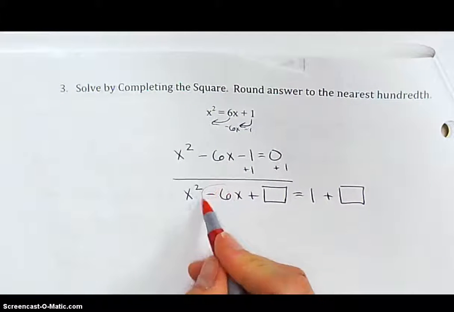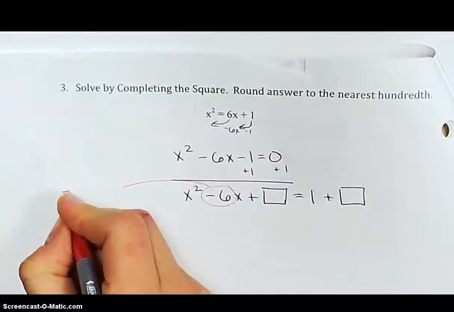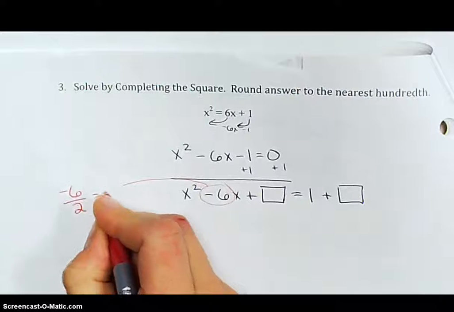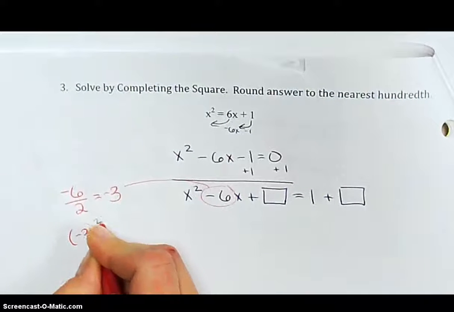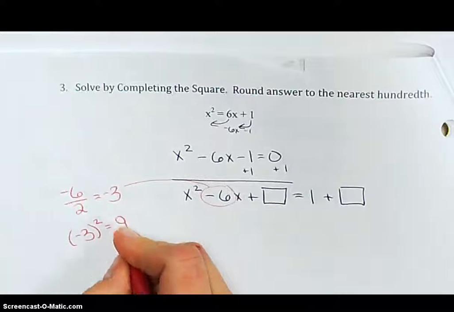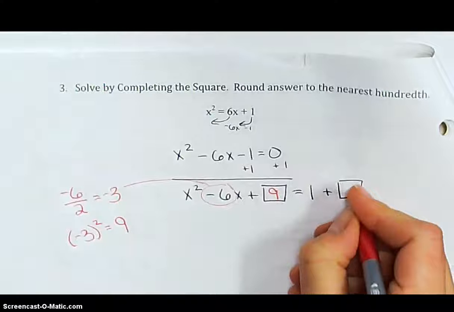Now we're going to take this middle number. We're going to go off to the side. And I'm going to take that middle number, negative 6, and divide it by 2. And we're going to get negative 3. And then you take negative 3 and you square it. So negative 3 times negative 3 is positive 9. So I put a 9 for both of these.